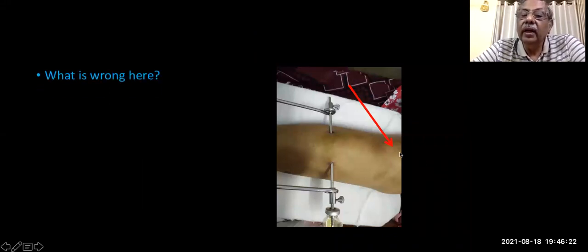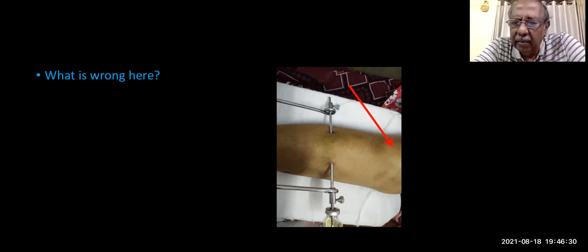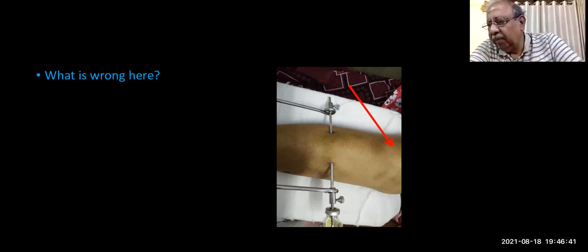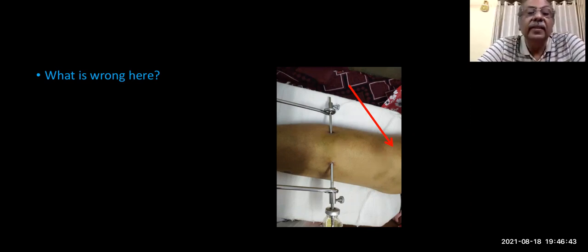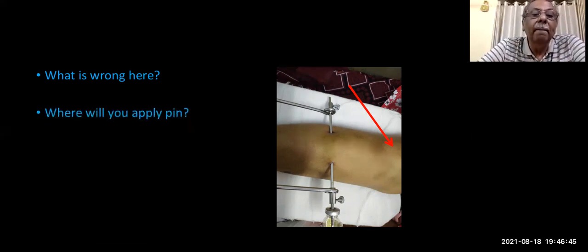What is wrong here? It is given at a much lower level. So this comes to the landmark where the Steinmann pin is applied. It is 1.25 centimeters below and lateral to the tibial tuberosity. It is applied from the lateral to the medial side in the upper tibia.